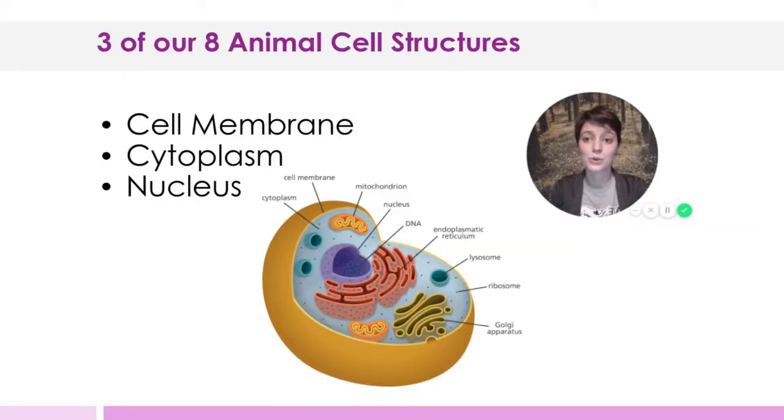Today I'm going to go over again 3 of our 8 animal cell structures, and I'd like to pay special attention to these 3 structures because they're extremely important for cell health and overall homeostasis. Remember homeostasis? Homeostasis. That is the inner balance. Everything's working right. Not too hot, not too cold, not too thirsty, not too full of water.